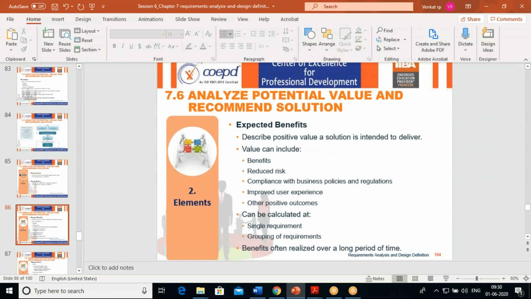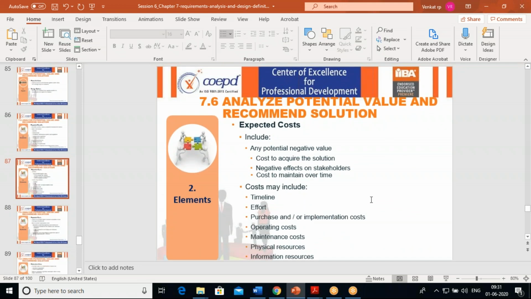Okay, and then if you see here, first of all we have to identify the expected benefits. So what are the benefits you are going to get, and this value can include benefits, reduced risk, compliance with the business policies and regulations, improved user experience, and other positive outcomes. We have to understand where the value is going to be, and we can calculate it at a single requirement, or by grouping the requirements. Next we have to see the expected cost. If you want to take a particular design approach, what is its cost, we will be understanding it here.